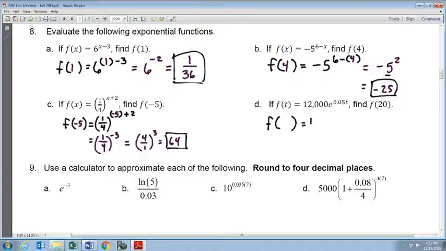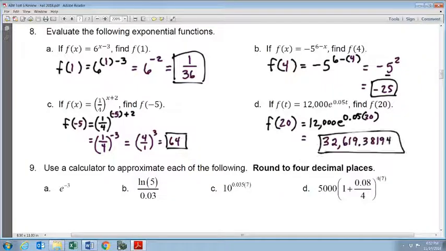On letter D, again, we'll do the same thing. We'll make a little shell here, plug in our 20. And in this case, you're going to need to use your calculator. So you should plug that into your calculator and make sure that you get the same answer I get here, which is 32,619. Now I put a lot of decimal places here. This is actually probably a formula in finance, so we would round to the nearest dollar and it would be money. But we didn't actually tell you that here, so I just gave you as many places as my calculator gave me. Let's look at number 9.